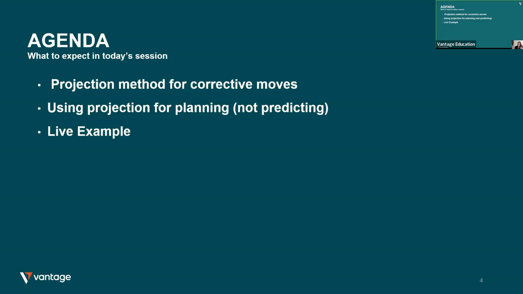So this is the agenda for today. You really see that today we want to cover the Fibonacci projection. So basically, agenda for today: what is Fibonacci projection? How we're going to use the projection method for a correct move, how we're going to use Fibonacci projection for planning, and a live example.